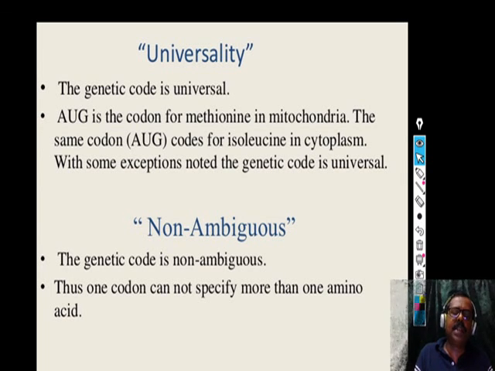Next characteristic is the non-ambiguous nature. This is also very important. One codon cannot specify more than one amino acid. That means for a single amino acid there may be more codons, but each codon can represent only a single type of amino acid. This is known as the non-ambiguous nature of the genetic code.